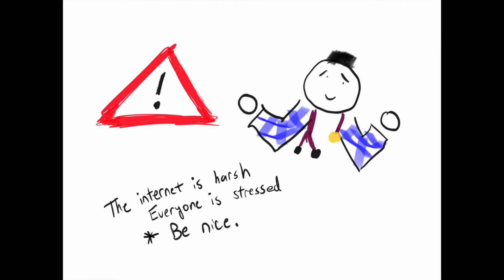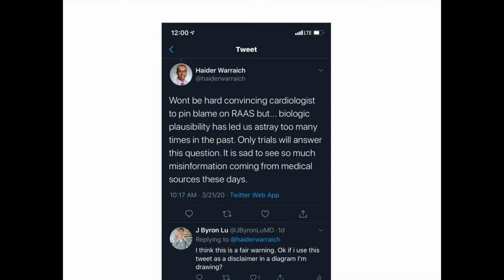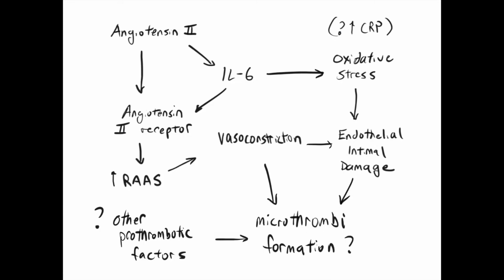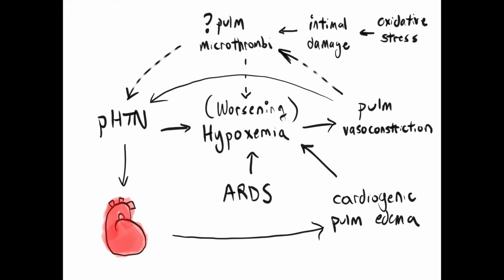Okay, disclaimer time. I'm not a cardiologist, pulmonologist, or nephrologist. At the end of the day, it's just me, a simple country doctor, conjecturing. As I was reminded, discussing this with a former colleague, biologic plausibility does not equate to clinical outcomes. Still, I think these loops are helpful for thinking through why some treatment strategies are being tested.